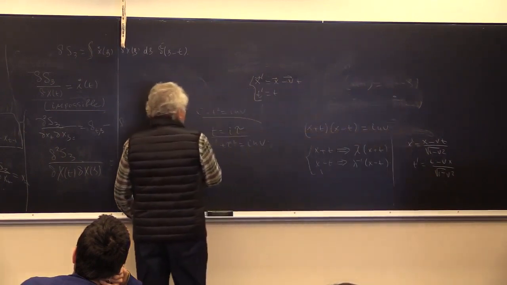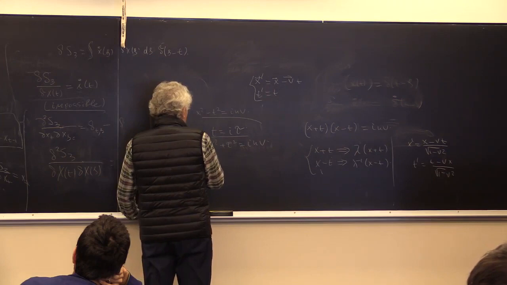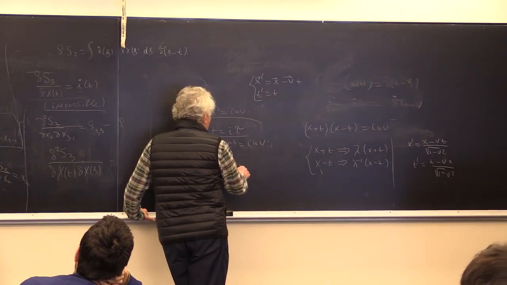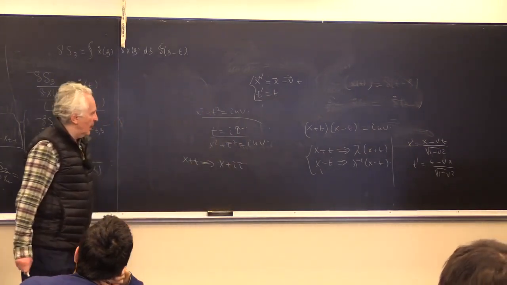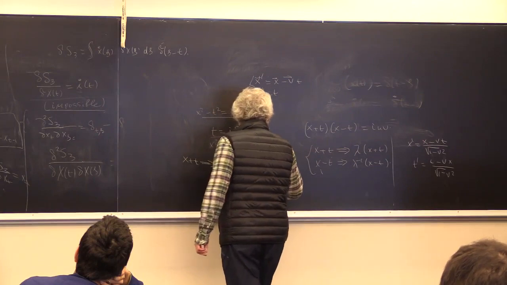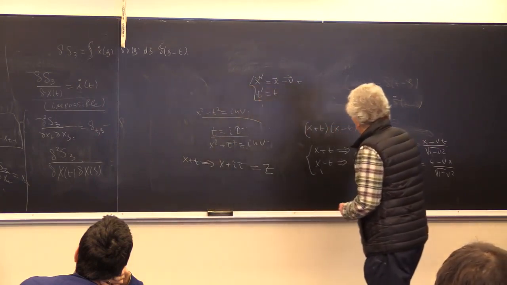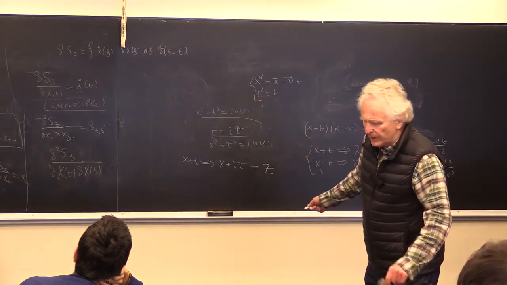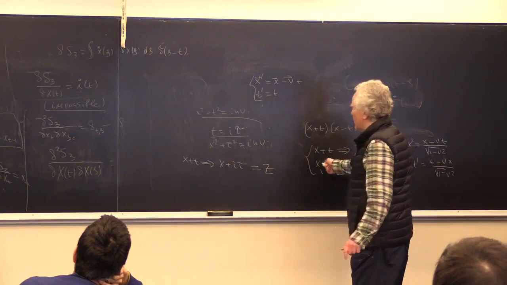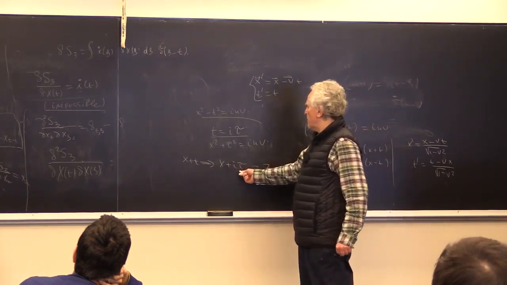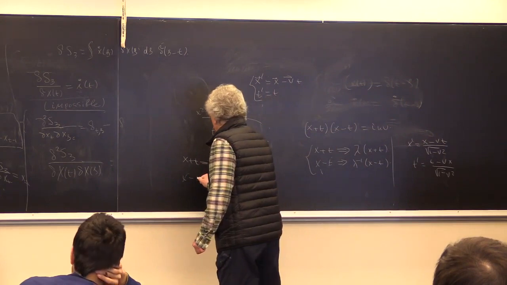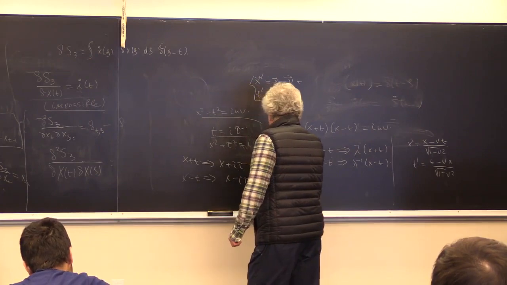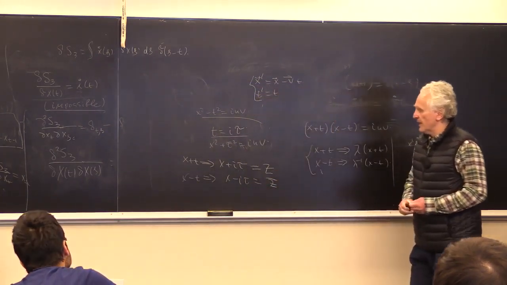Now, what happens? x plus t changes under this to x plus i tau, and this is the complex variable z. These variables, by the way, which are very useful, are often called the light cone variables, x plus t and x minus t. But for imaginary time, it's just z and z bar, the complex conjugate of z.